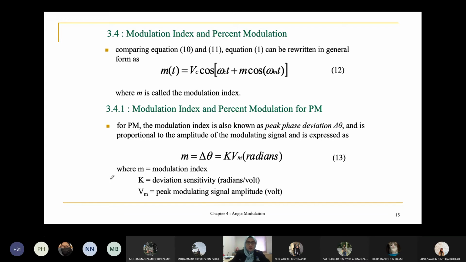Okay, so in the previous slide you already know that for PM, for phase modulation, the modulated wave is m(t) equals Vc cos(omega_c t plus k Vm cos omega_m t), while for FM it is m(t) equals Vc cos(omega_c t plus k1 Vm over omega_m sin omega_m t).